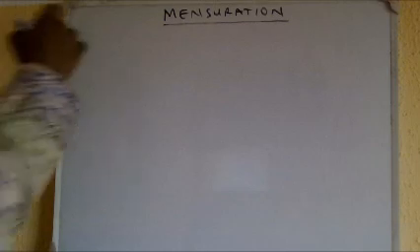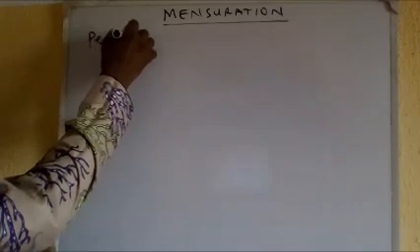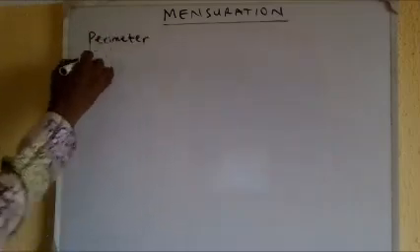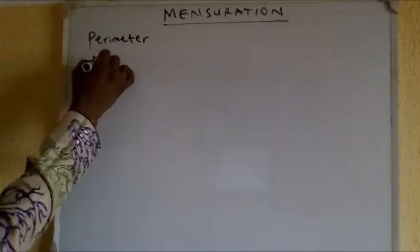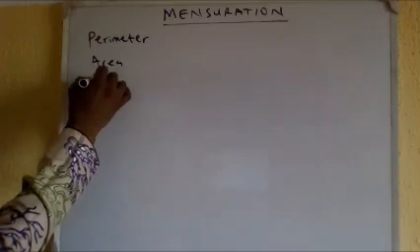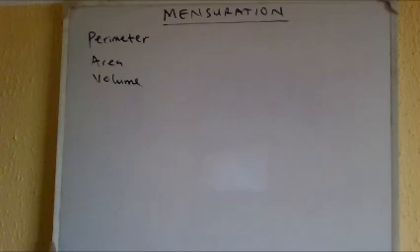So the key terms that we have here are perimeter, area, and volume. These are the key things that we're looking at for different kinds of shapes.